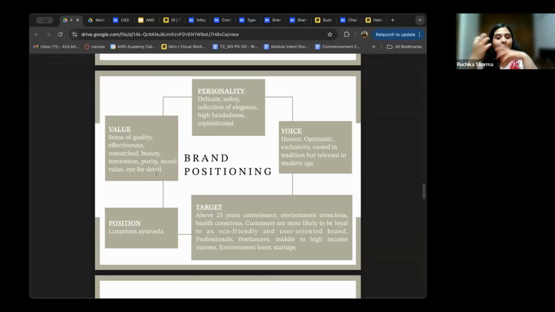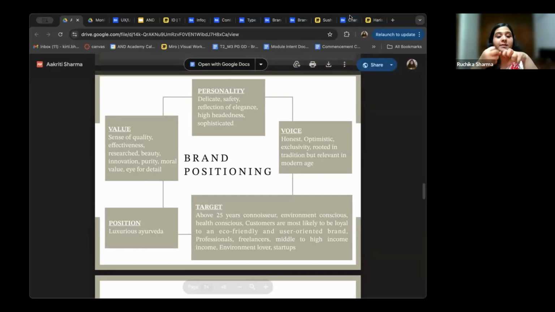Then what is the voice of the brand like? It's honest, it's optimistic, it promises you organic and very highly sourced ingredients. It has a very high sense of value. So there's quality, there's effectiveness, it's been researched very well. There's a lot of beauty, there's purity, there is a commitment to making sure that whatever they've promised has been delivered. The position naturally is luxurious Ayurveda.